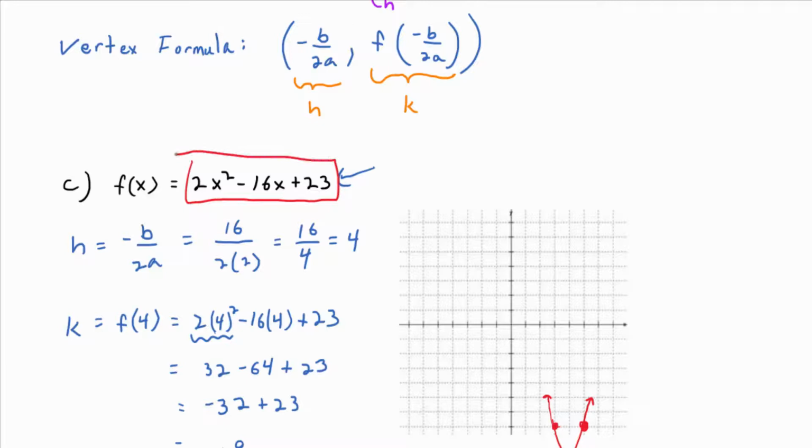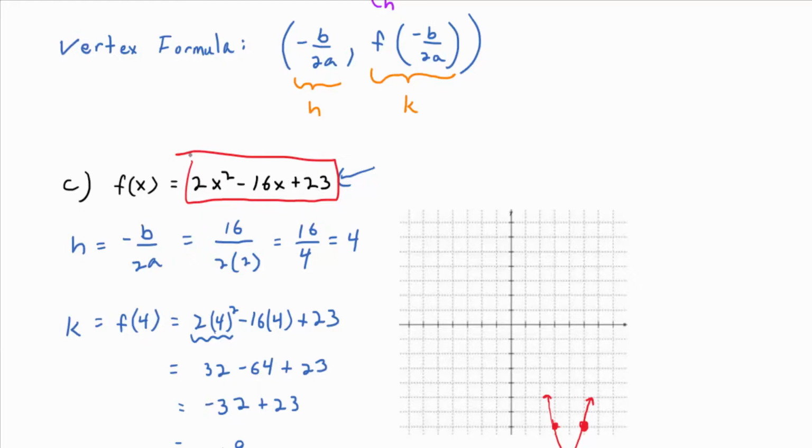The y-intercept's easy. What's the y-intercept? Plug in 0 for x. What do you get for y? 23. Everybody look up. I know you're tired. Plug in 0 for x. Does everybody see 23 pops out? Y-intercept is 0, 23. Am I going to plot that? No, that's way the heck off my graph paper. I'm not going to plot that.